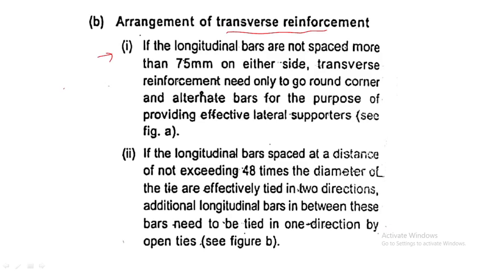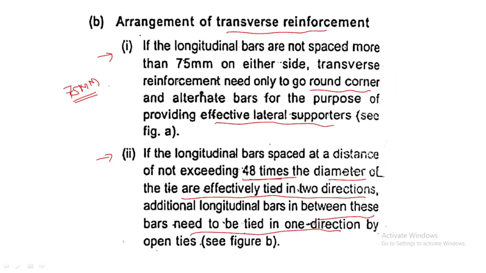Longitudinal bars should not be spaced more than 75 mm on either side. This is an important point, I will write it here. Transverse reinforcement need only go round corner and alternate bars for the purpose of providing effective lateral support. Second, if the longitudinal bars are spaced at a distance not exceeding 48 times the diameter, they are effectively tied in two directions. Additional longitudinal bars in between these bars need to be tied in one direction by open ties.